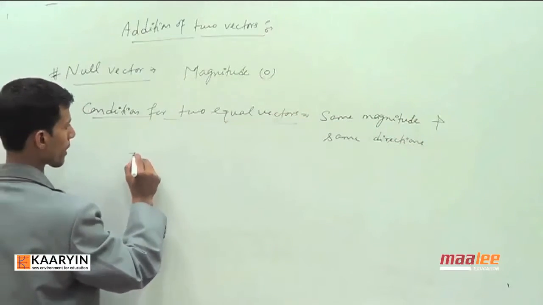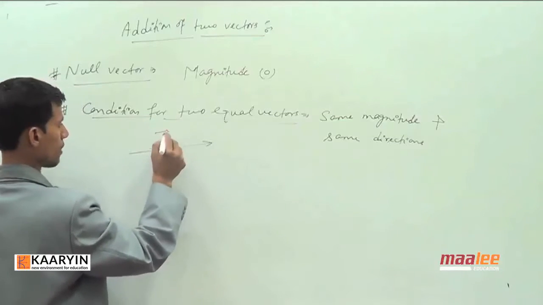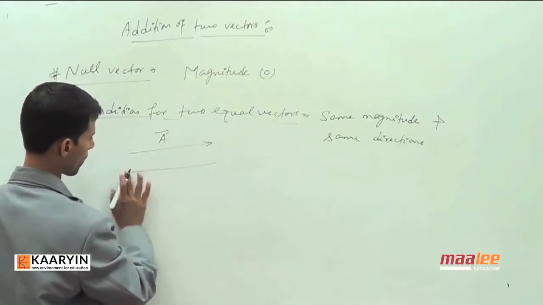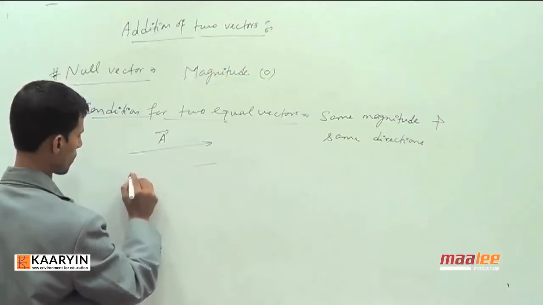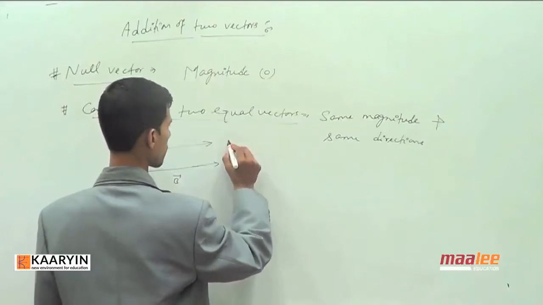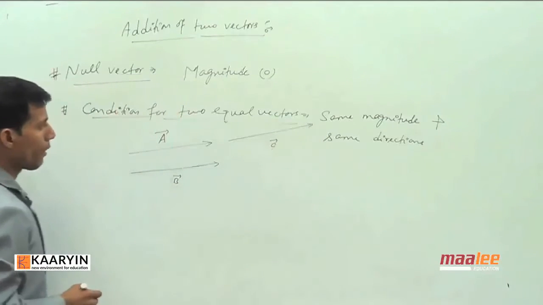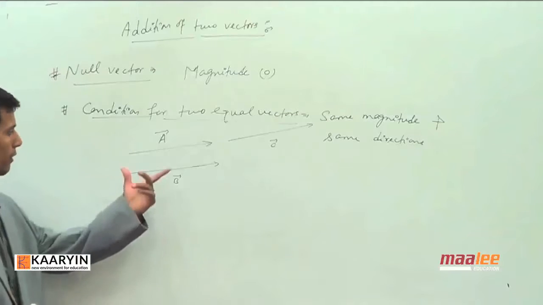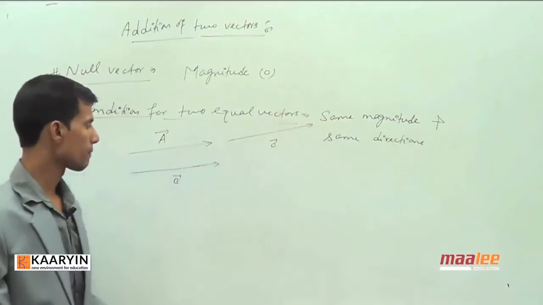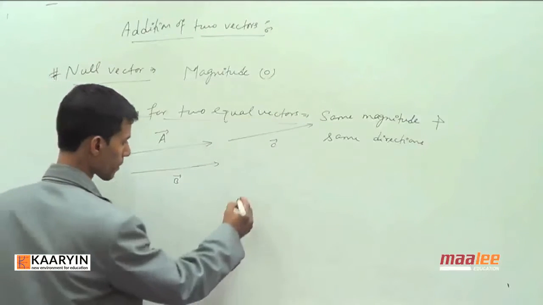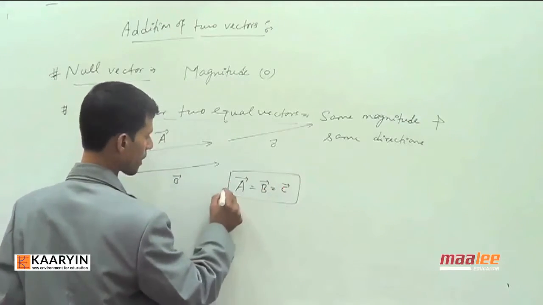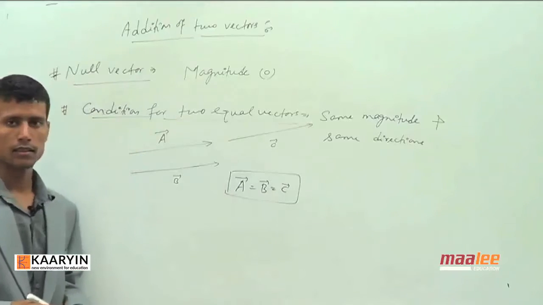So if one vector is my A, this, second is my B like this, and third, let me say, is my C like this. Now as you can see from here, the lengths of A, B, C are the same and all are indicating the same direction, thereby all three are the same. A equal to B equal to C. So all three vectors A, B, C are the same.